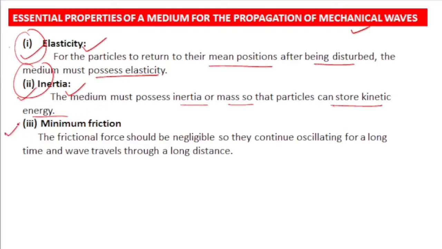Now the third one is also important, that is minimum friction. The frictional force should be negligible so that the particles continue oscillating for a long time and the wave also travels through a long distance. So the medium must have minimum friction. All these three are essential properties of a medium for the propagation of mechanical waves.